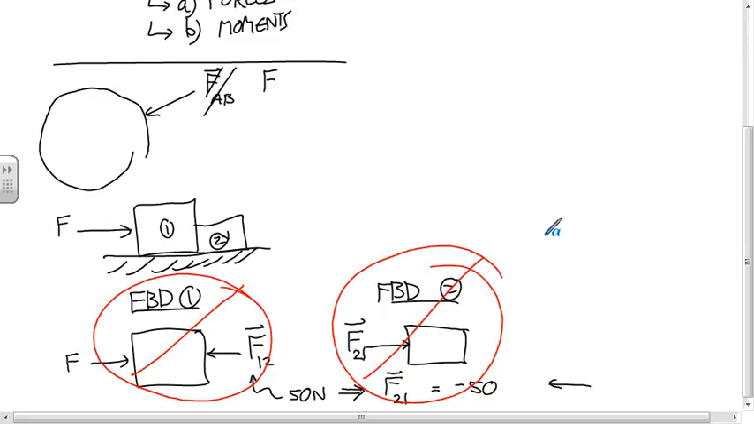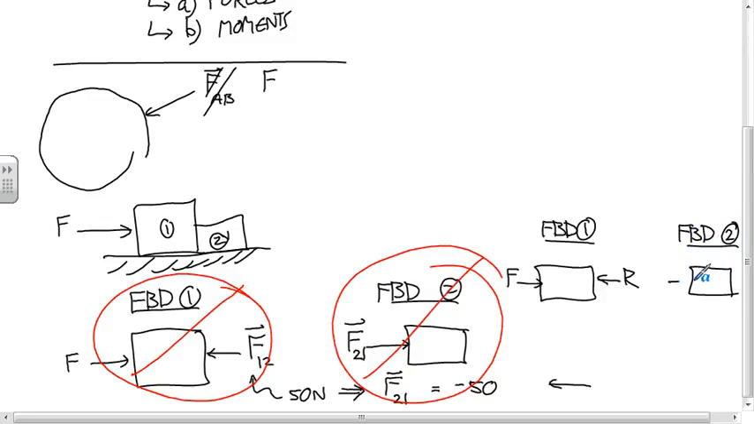your free body diagram of 1 should be F and something else, F2 or R or whatever. Your free body diagram of 2 is just R this way. And then since these are scalars, the way Newton's third law works with these is you have the same variable, just in opposite directions.